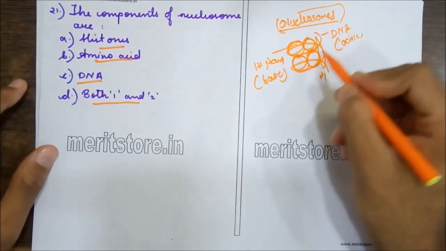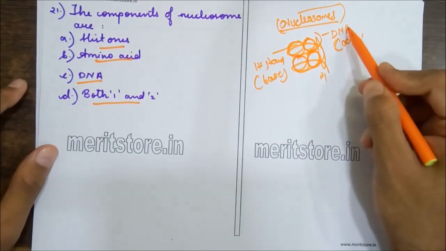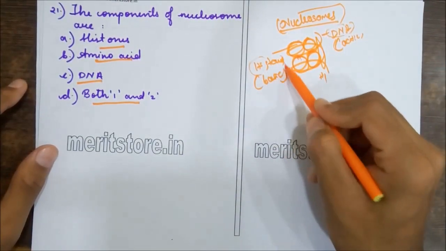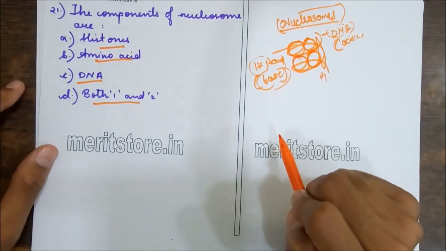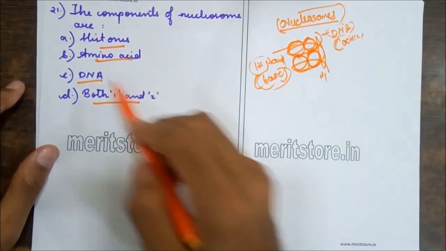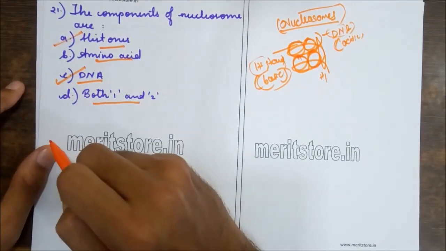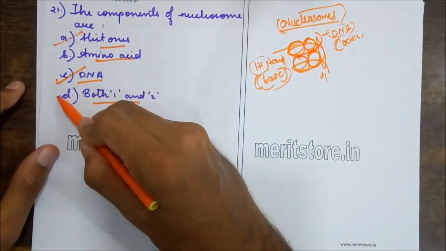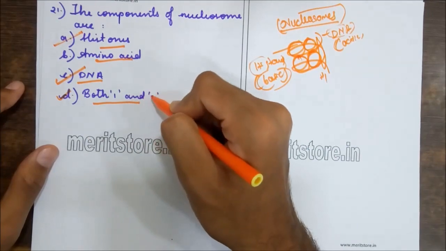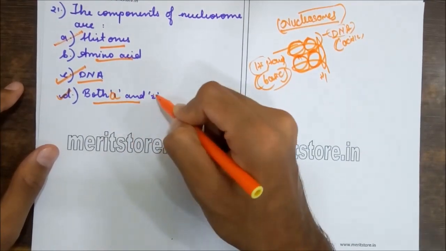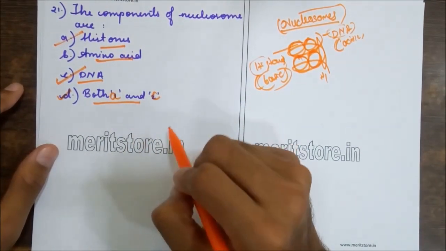So nucleosomes are the structures consisting of acidic DNA bound to octamers of histones, which are basic in nature. So the components of nucleosome are both histones as well as DNA. So option D with both A and C is the correct answer.